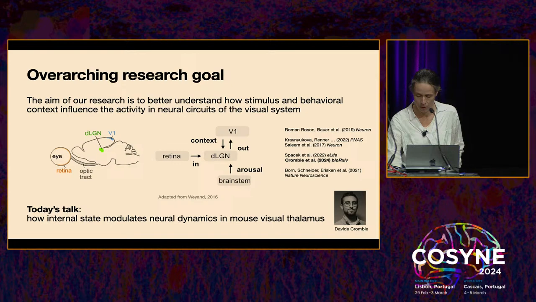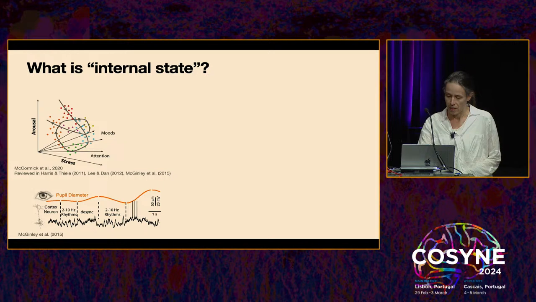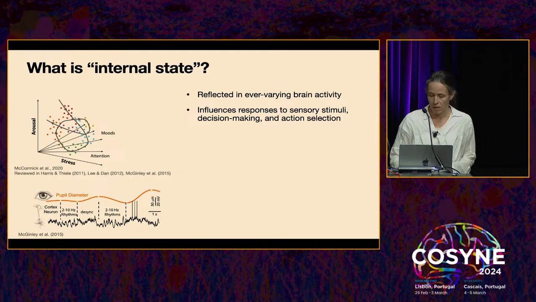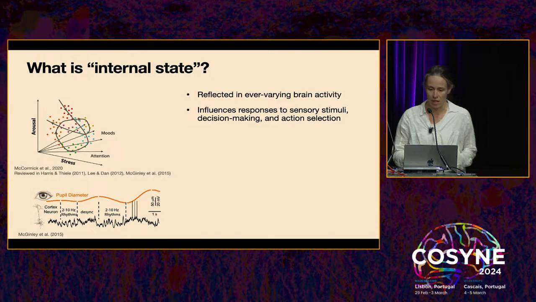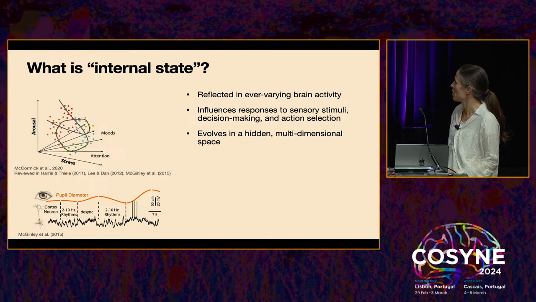So what do I mean by internal state? Internal state is reflected in ever-varying brain activity. It influences how we respond to stimuli, how we make decisions, and how we select actions. It is thought to involve a hidden multidimensional space where we don't even really understand what the axes are that span this space.